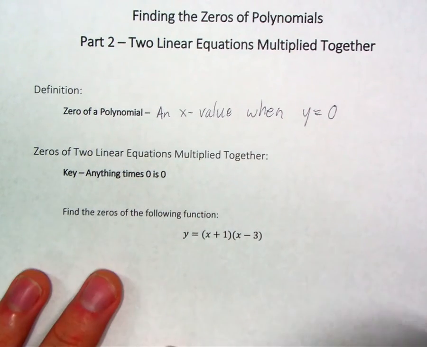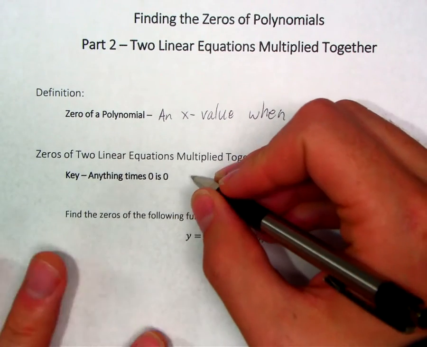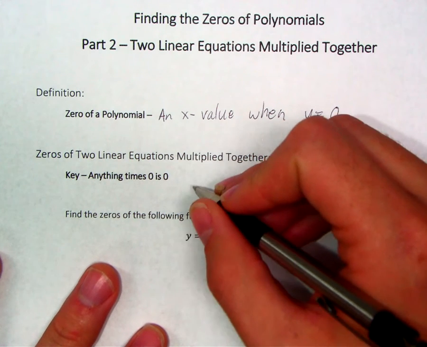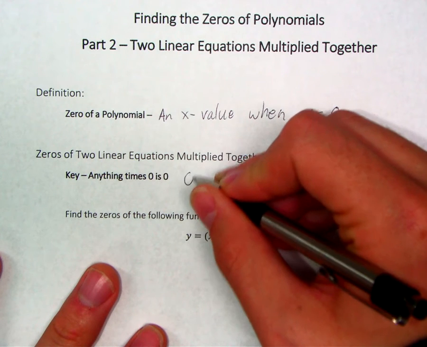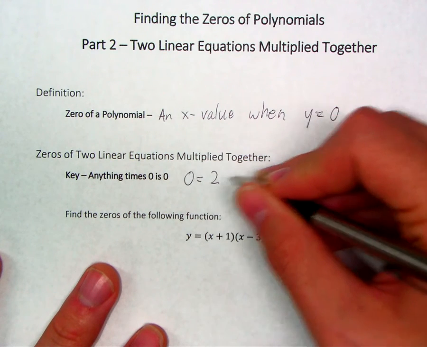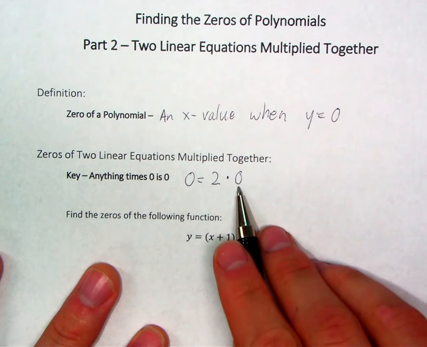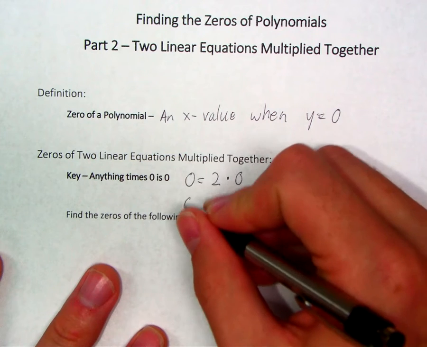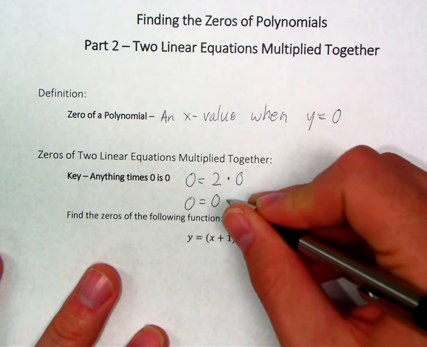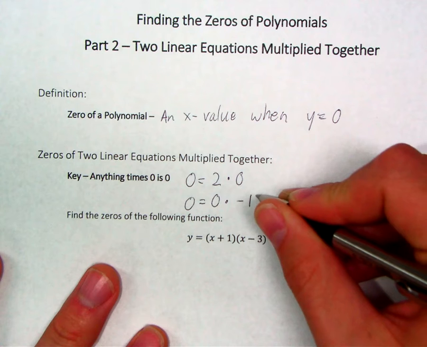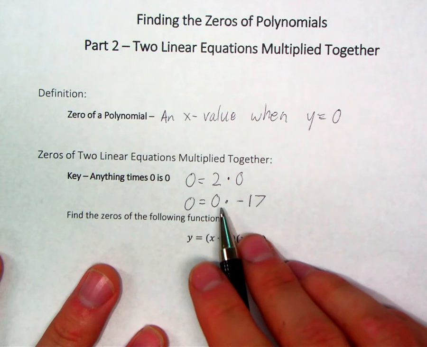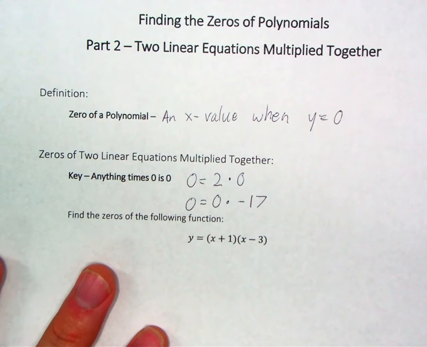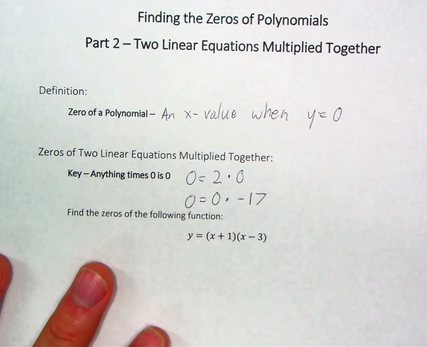So the key for this video is that when you have anything times a 0, the answer is going to be 0. Put that another way, if you have a multiplication problem and one of the numbers being multiplied is a 0, the answer is going to be 0. It doesn't matter what order you multiply the numbers in, and it doesn't matter what the other number is. If one of the numbers in a multiplication problem is 0, the answer is always 0.